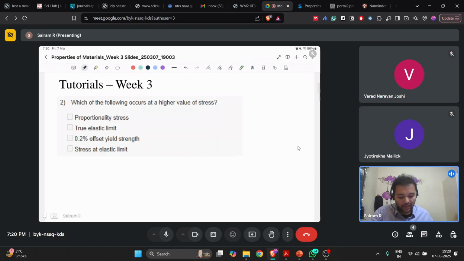Second question for this week: which of the following occurs at a higher value of stress? The options are proportionality stress, true elastic limit, 0.2% offset yield strength, stress at elastic limit.